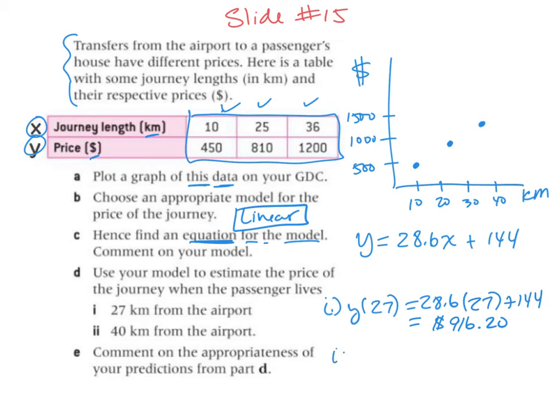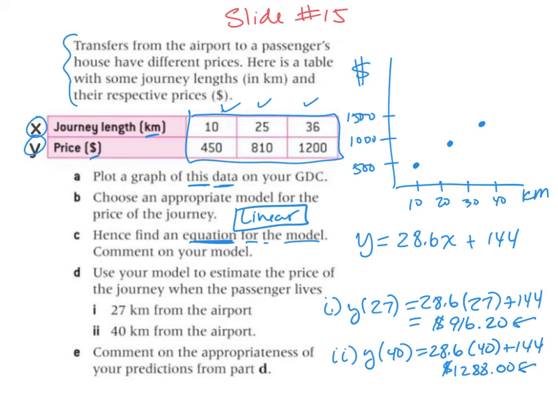And then for y of 40, we're going to take 28.6 times 40 plus 144, and that comes out to $1,288. Let's go ahead and put the 00. Now, on Class Kick, I may not have done that, so if your boxes aren't turning green, that would be why. I'll try to remember to go back and change that, but just in case I don't, just heads up about that. Okay, so that's letter D.